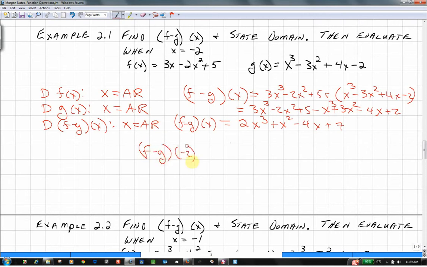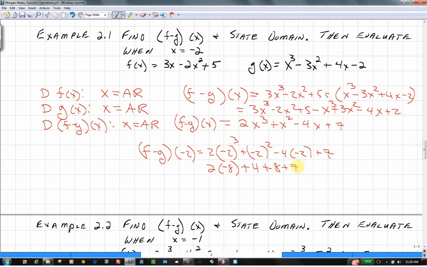evaluated at -2 for x, would be equal to 2 times -2 cubed, plus -2 squared, minus 4 times -2 plus 7. -2 cubed, that would be 2 times -8. Over here I have -2 squared, that'd be 4. And I have a -4 and a -2, that would be plus 8, plus 7.